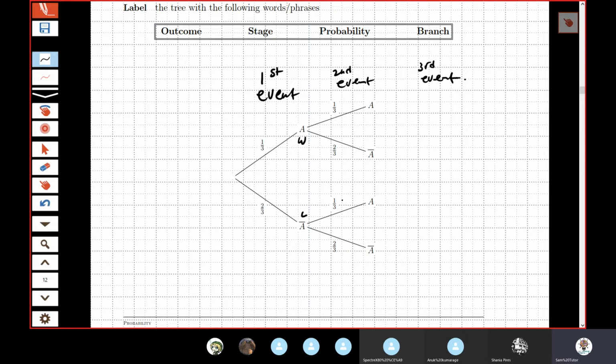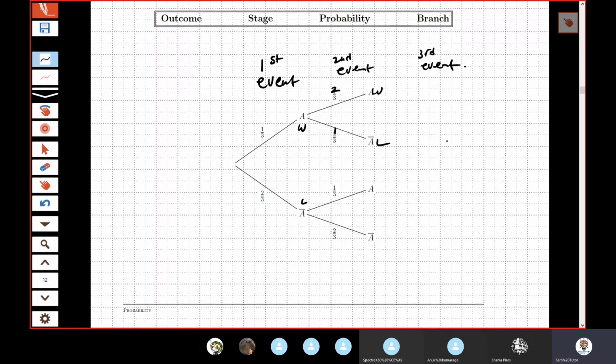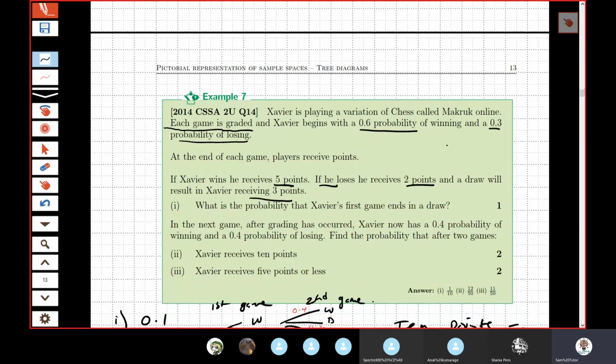Sometimes it does change depending on the question. So if I could have won, and then if I won, I become even more confident, the probability of me winning actually becomes, I don't know, 2/3, whereas the probability of me losing becomes 1/3 all of a sudden. So be careful. Depending on the question, it won't necessarily mean that it's always the same probability in each event. All right. Any questions, you guys? No, that makes sense.